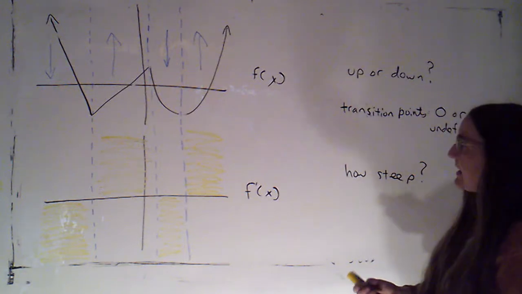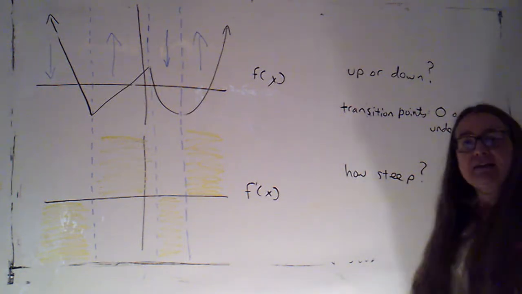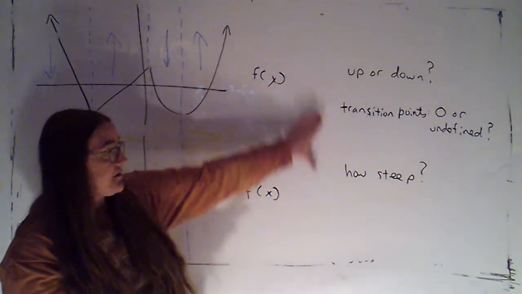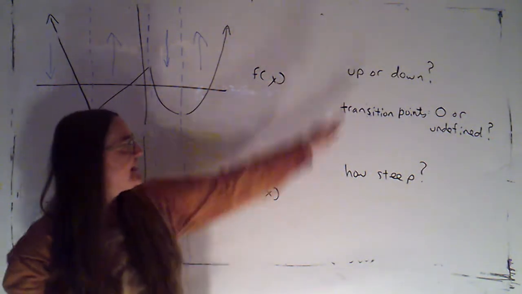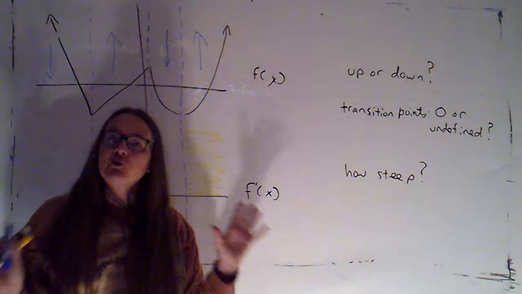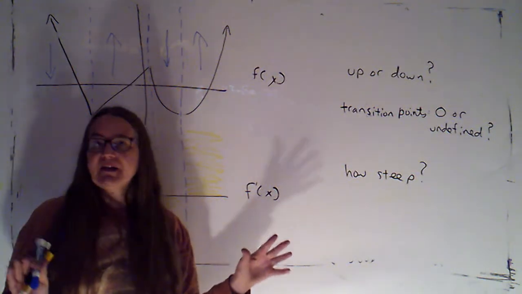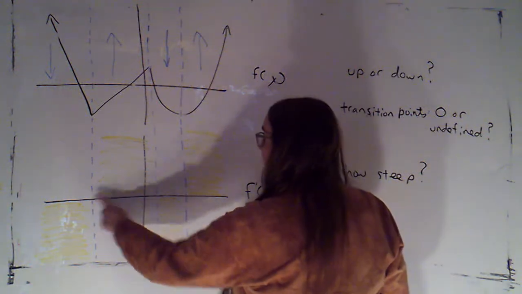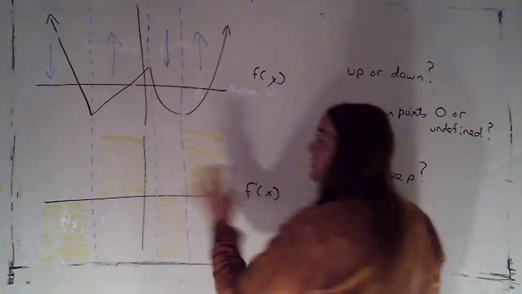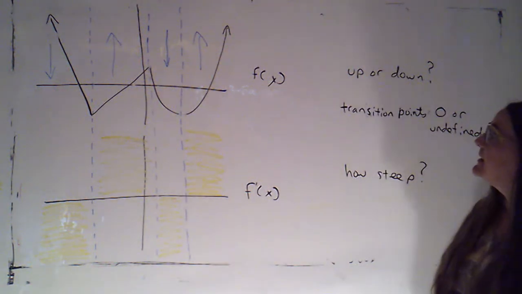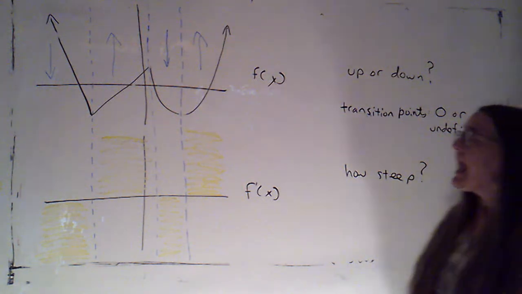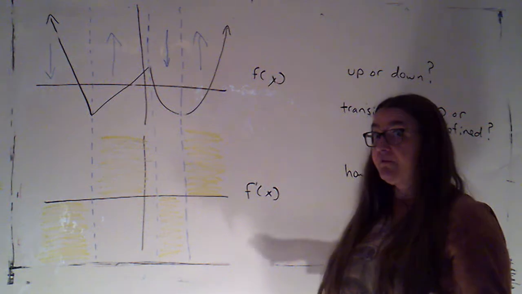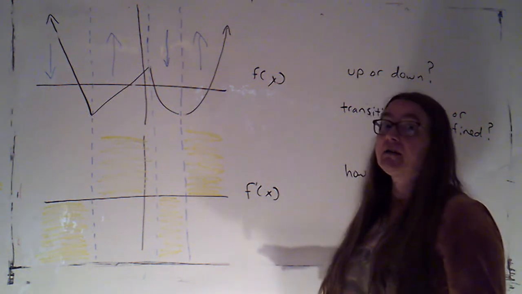All right, so now I'm going to take a look at my transition points. I always just go through and try to answer these three questions in this order. So we've got the up or down. I know where my derivative is going to be positive and where it's going to be negative. Now I'm going to look at the transition points, which are here, here, and here, where we change from positive to negative. Okay. And I know at those points the derivative isn't positive or negative, so it's either 0 or undefined.